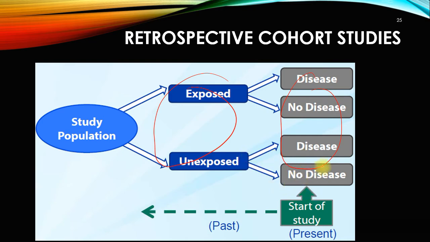Now when we have all of this data in our hand, we start the study, that is this is the present, and we look back in the past with respect to the exposure and the outcome. And when we look back in the past, we are able to connect whether there is any correlation between the exposure and the occurrence of disease.